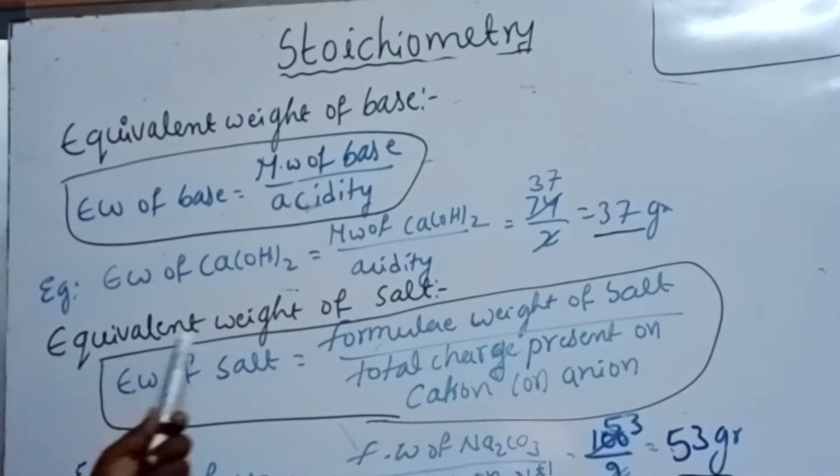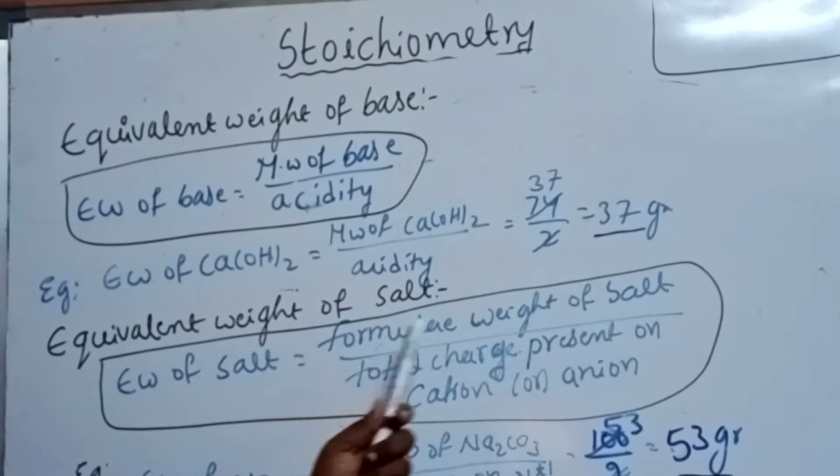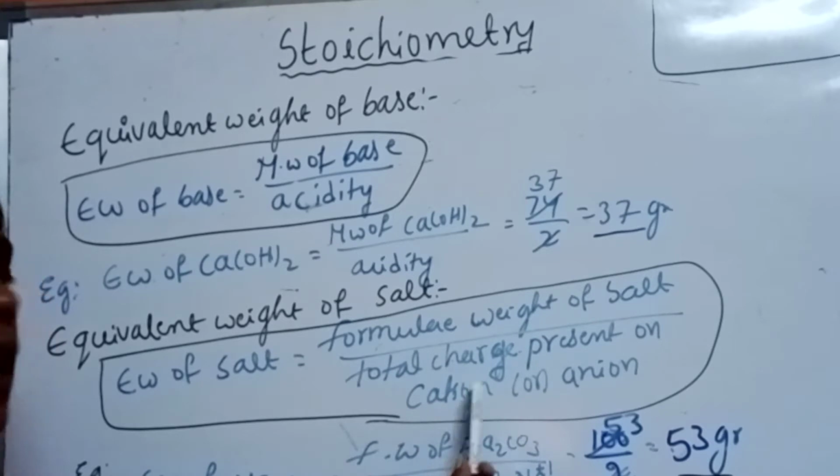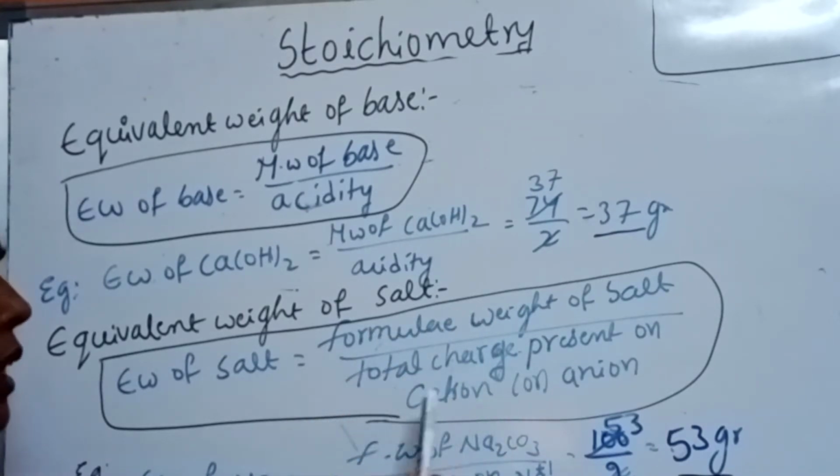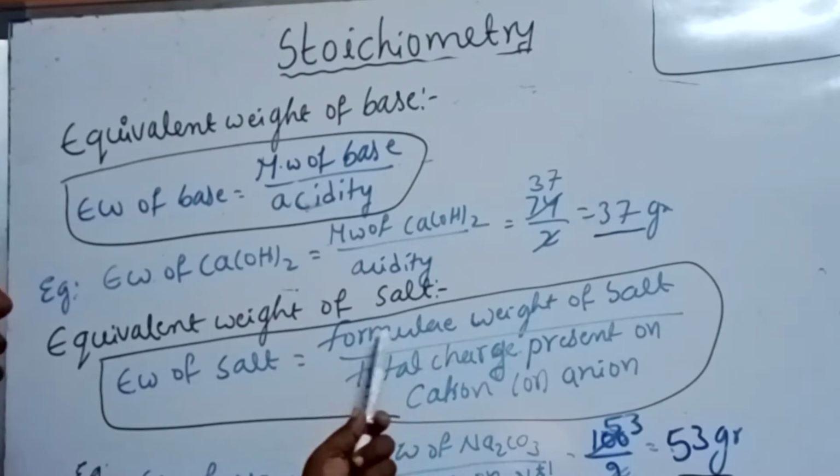Next one, equivalent weight of salt. The formula is: equivalent weight of salt is equal to the formula weight of the salt by the total charge present on the cation or anion. By using this we can calculate the equivalent weight of a salt. Here the formula weight also depends on its molecular formula.